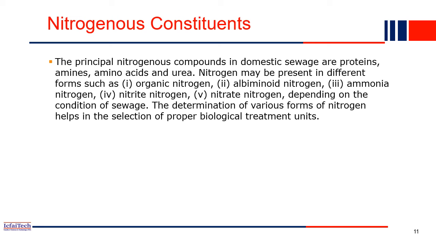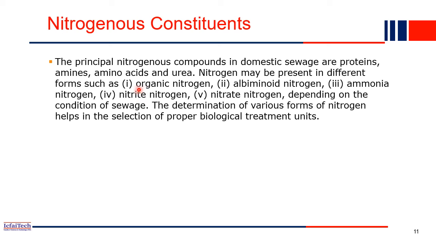Now the next important characteristic we can find out in the wastewater is the nitrogenous constituents. The principal nitrogenous compounds in the domestic sphere are protein, amines, amino acids or urea, right? From there, nitrogen content will be coming into the wastewater. Nitrogen may be present in different forms. It may not be directly available.